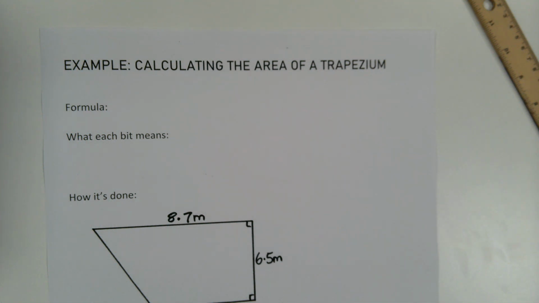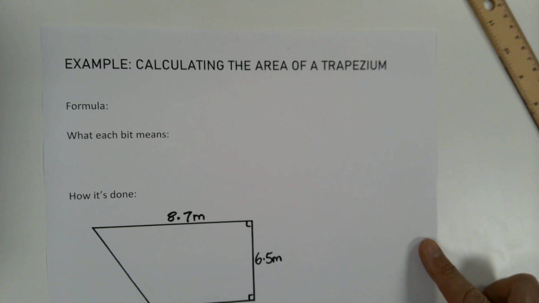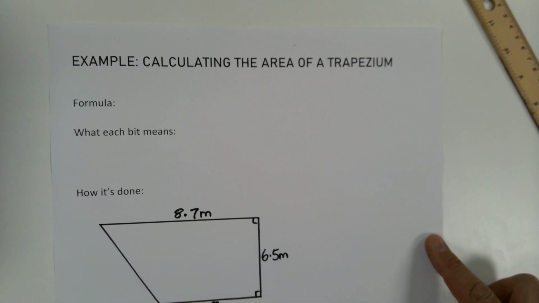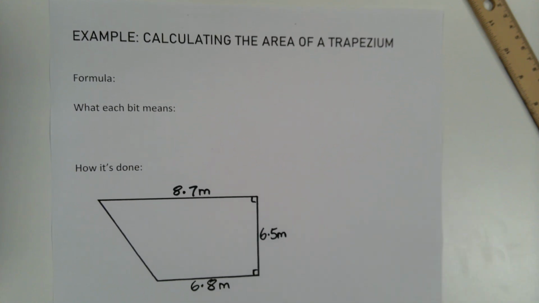Alright folks, in this little video we're going to look at how to find the area of a trapezium. Now, as we will have discussed in class, if you want to get above a C, you're going to have some more complex shapes. This is one of the more complex shapes. So follow along and we'll see how to do it.